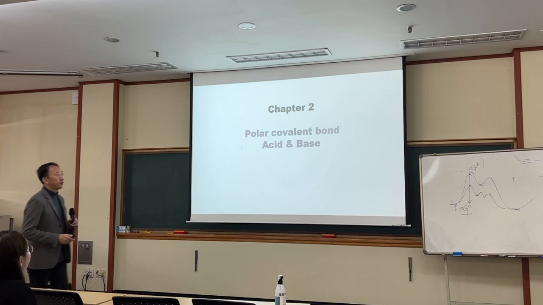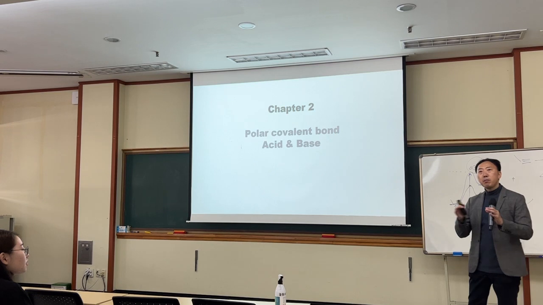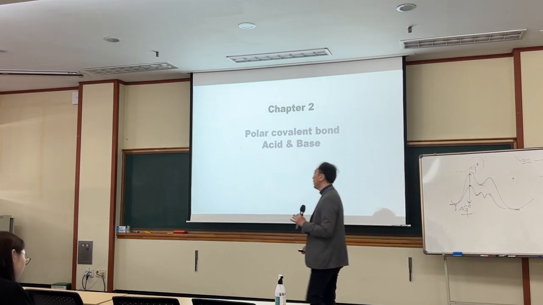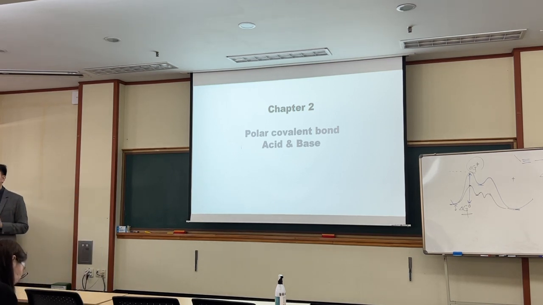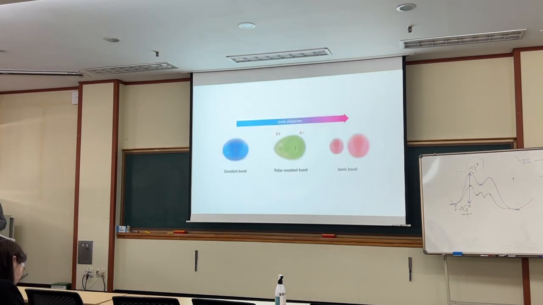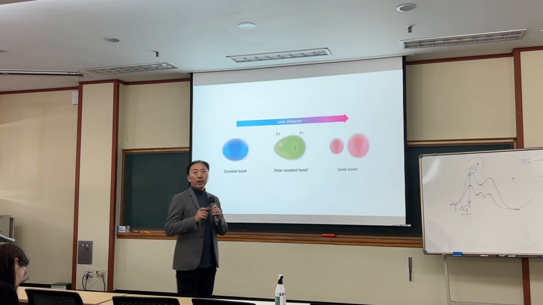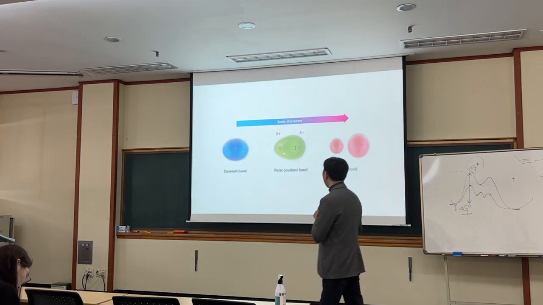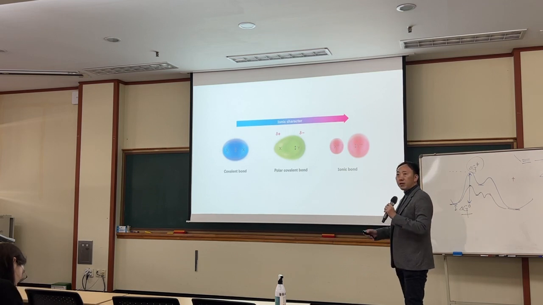Okay, chapter 2. In chapter 1, we thought about the atomic orbital and how we combine them to make a molecular orbital. Chapter 2 is covalent binding, but it's a polar covalent binding, a little shifted to one side because of the difference in electronegativity. Not electron affinity or ionization energy. Electronegativity determines which side the electron shifts. So this makes this bond not fully covalent. This is a partial covalent, what we call a polar covalent bond.